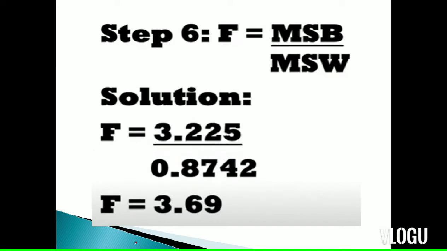Step 6, we have the computed value of F ratio is equals MSB over MSW. So atong MSB 3.225 over ang atong MSW, we have 0.8742. So we have a total of 3.69. Ang computed F na naputay tanawon nga table na to.